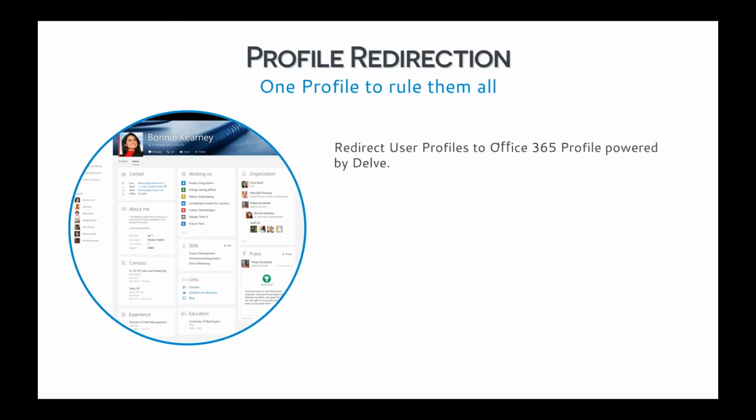Profile redirection: something else that we didn't have in 2013. We had the problem in 2013 that if you're in hybrid, you had your My Site, and you also had your My Site in 365, which is now Delve. Now we can set up profile redirection, so anytime somebody looks at a profile on-prem, it will go to their Office 365 profile in Delve.